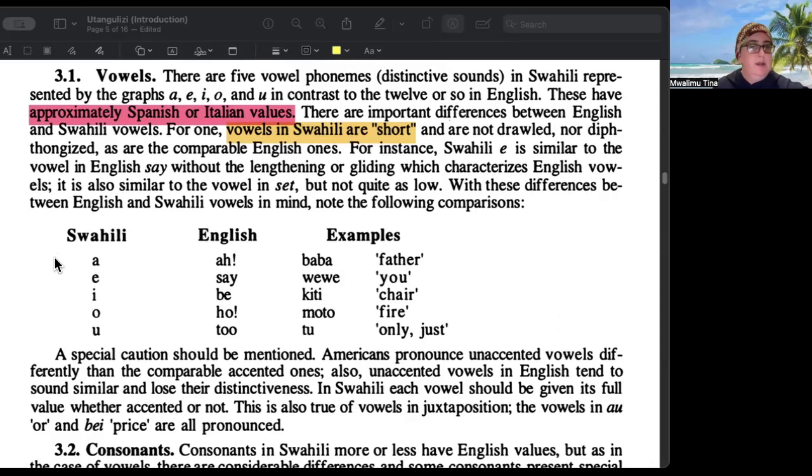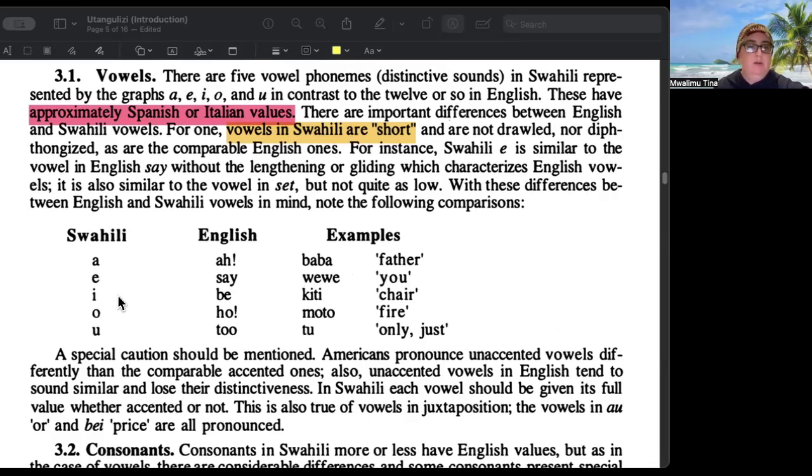In English, we say A. Swahili, it is pronounced as A. An example is baba. Next, we have E. In Kiswahili, we pronounce it A, as in say. For example, we have wewe.